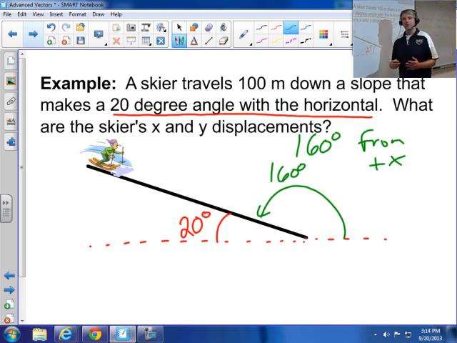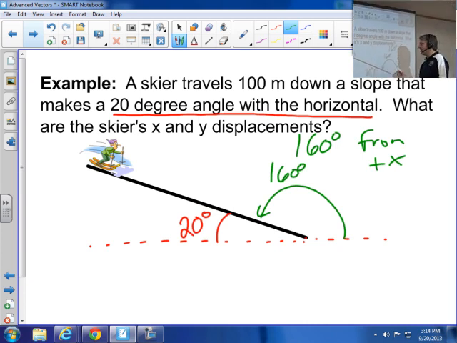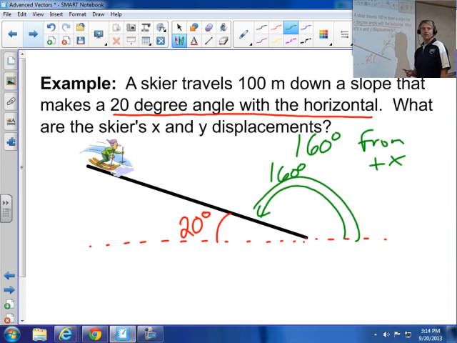Our general convention in this class is going to be that if you're not given any indication as to how to measure the angle, they just say that there's a vector at a 30-degree angle and they tell you nothing else, then you're going to measure it from the positive x direction, or from the right, counterclockwise, just like this.